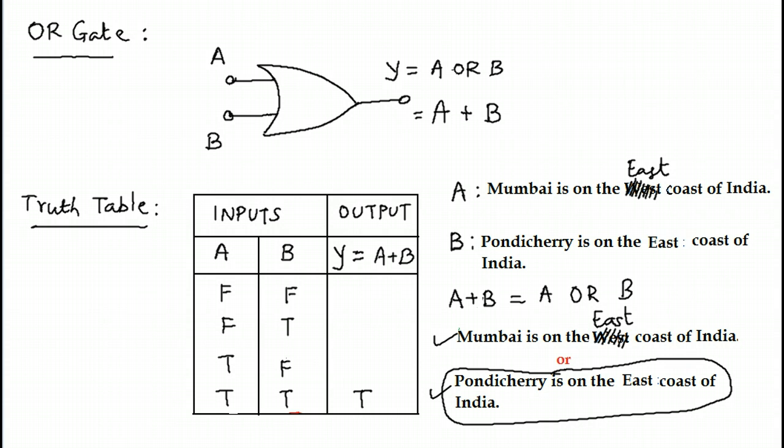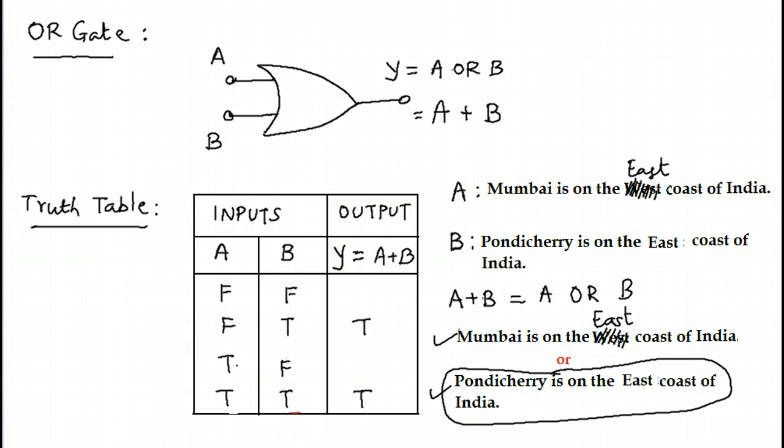And that's why when somebody makes this statement, Mumbai is on the east coast of India or Pondicherry is on the east coast of India, we consider the second part of the sentence, which is definitely true. Pondicherry is on the east coast of India, and so the entire statement is true. So that would be the second row of the truth table. A is false, B is true, A or B must definitely be true.